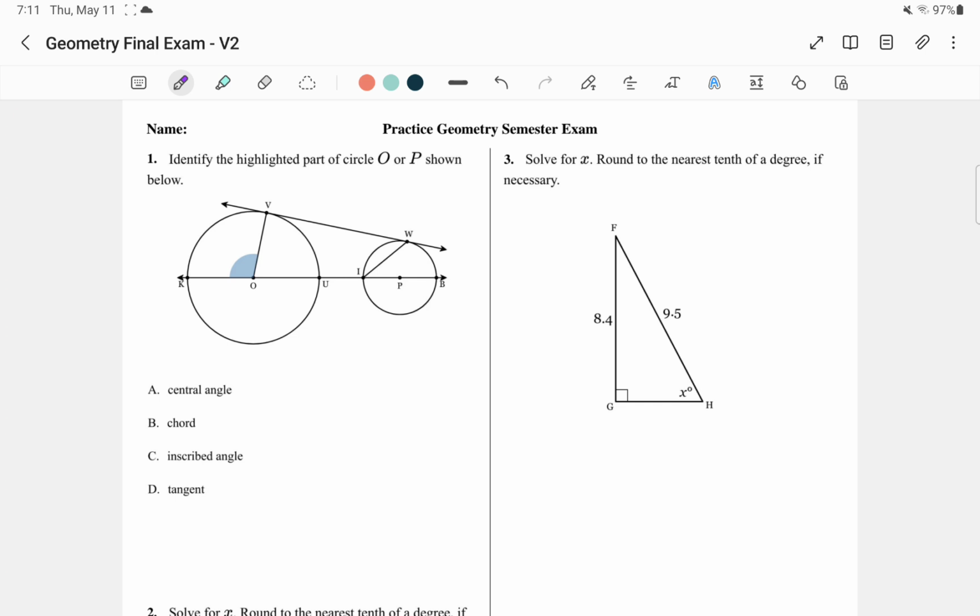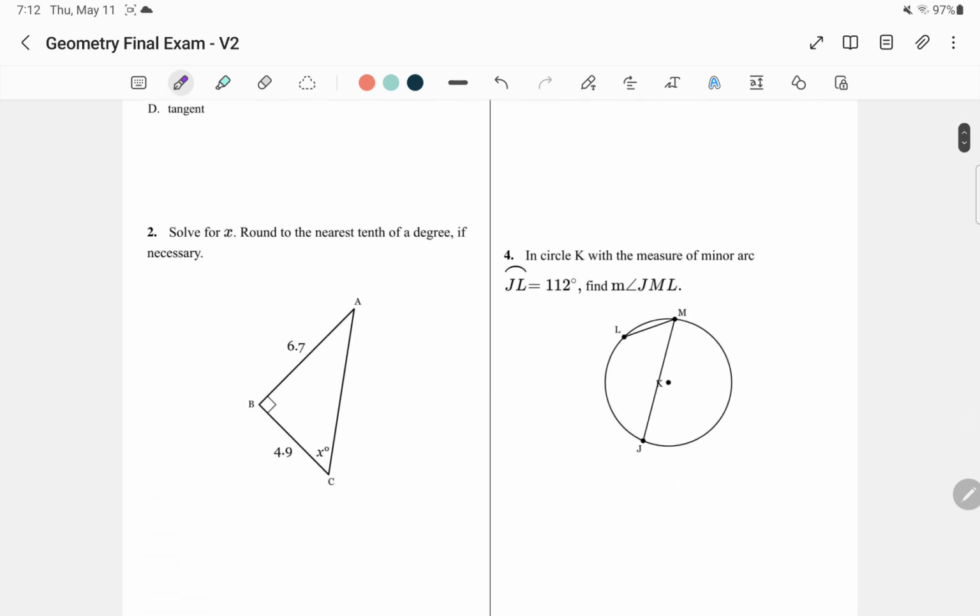It says, identify the highlighted part of circle O or P shown below, and it's highlighting this angle right here formed by these two lines. The vertex is in the center, therefore it is the central angle. Central angles have their vertex at the center of the circle.